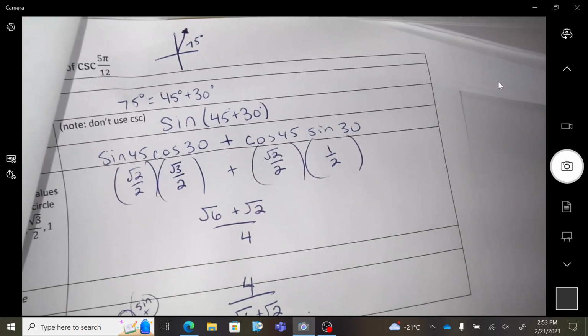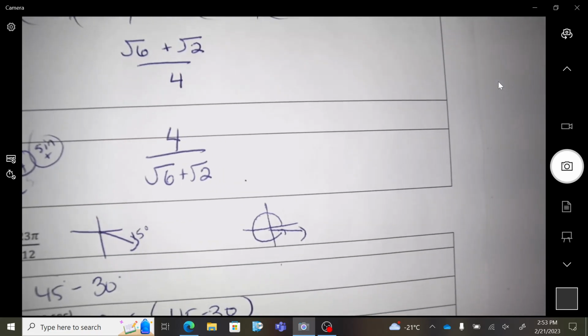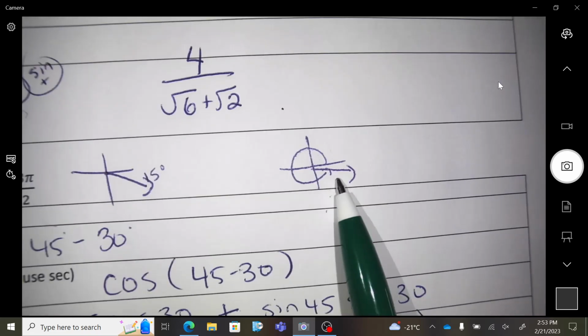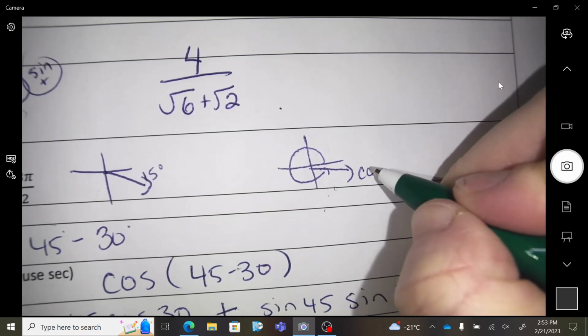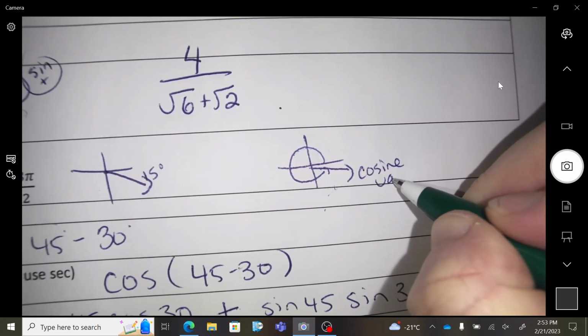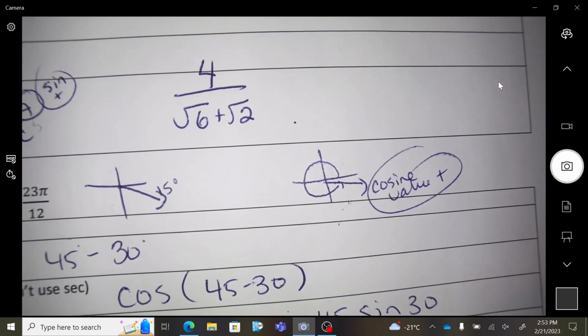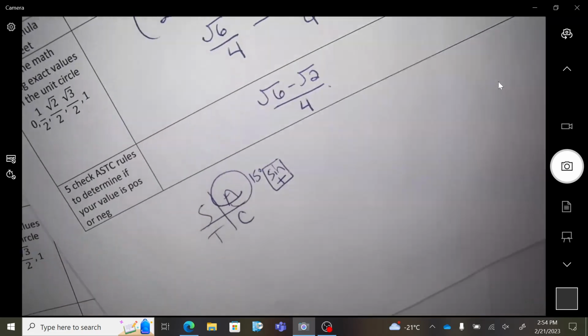195. Right here. Where am I? 13 over 12. You see my drawing here? If I'm here, the cosine of 45 minus 30 value would be positive because of just ASTC. That's all you're looking at. Location, ASTC. It would be 45 minus 30.